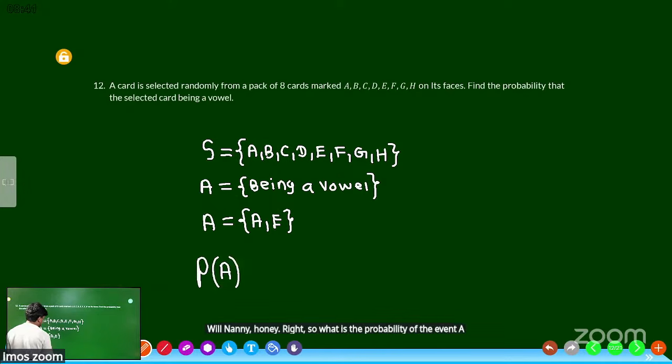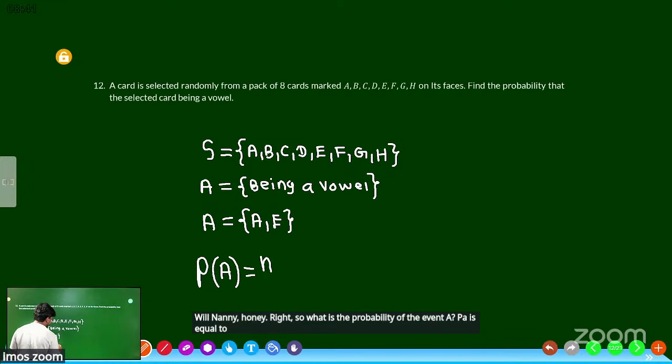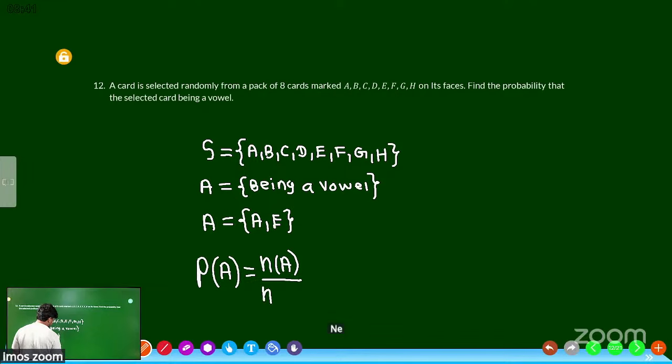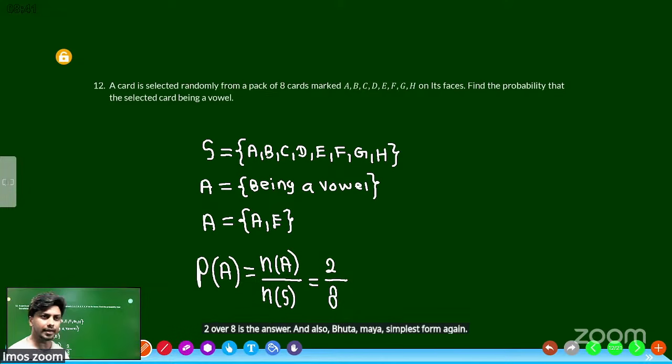P(A) is equal to n(A) over n(S). n(A) means the number of elements of the set A. n(S) means the number of elements of the sample space. So 2 over 1, 2, 3, 4, 5, 6, 7, 8. 2 over 8 is the answer. And also, even if it is given in simplest form, the answer is correct. 2 over 8 is also correct.